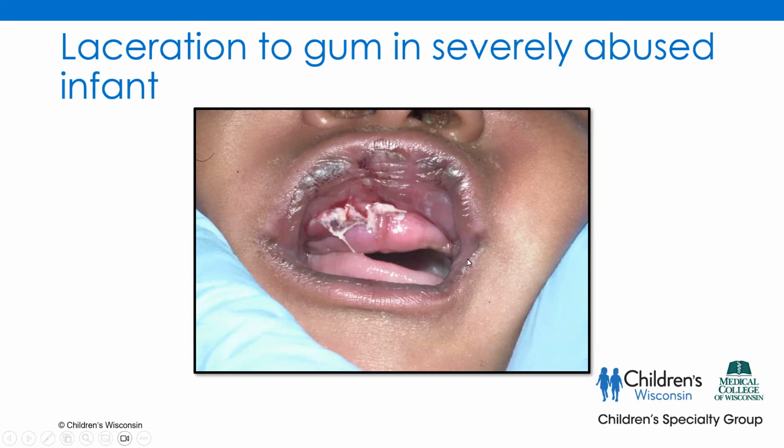This is a child with a laceration, which is from blunt trauma to the gum. You can see the child does not have teeth, very young infant. And this infant had other injuries from abuse and had this laceration or tearing, if you will, of the gum. Usually without even stitches, these kinds of injuries will heal completely, and sometimes even without any scarring.